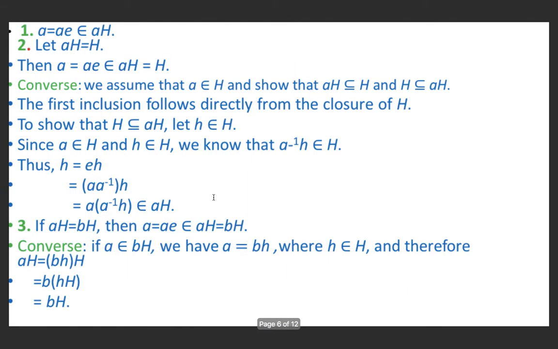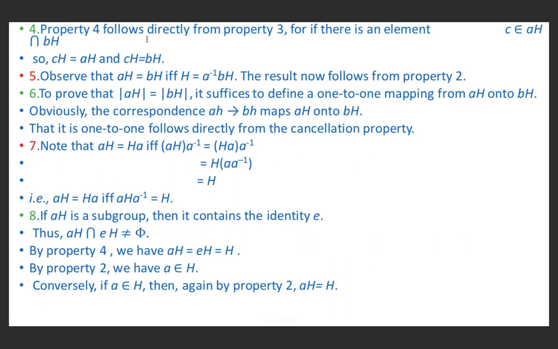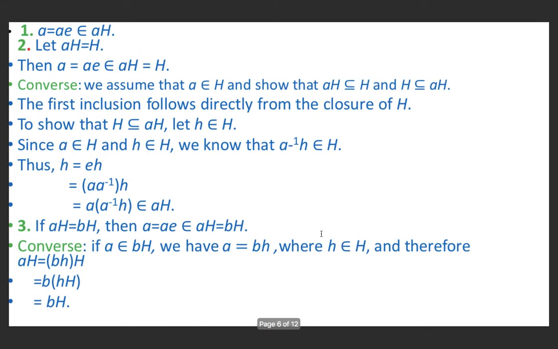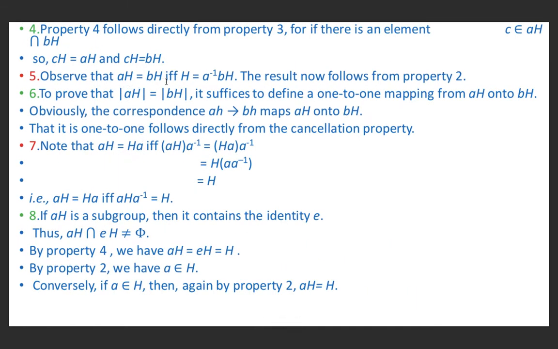Now the fourth is either aH is equal to bH or aH intersection bH is equal to the empty set. The fourth property follows directly from the third property, because if there is an element c belonging to aH intersection bH, then cH is equal to aH and cH is equal to bH. Now the fifth property is aH is equal to bH if and only if a b inverse belongs to H. For the fifth property, observe that aH equal to bH if and only if H equal to a inverse bH, and the result follows from property 2.